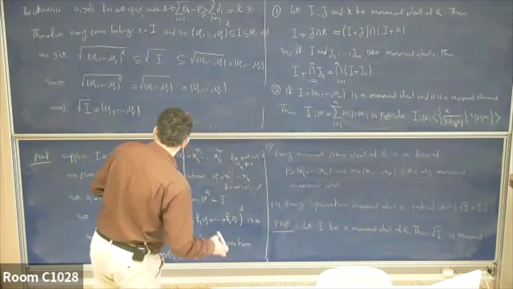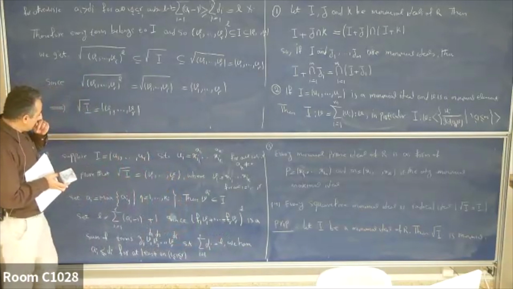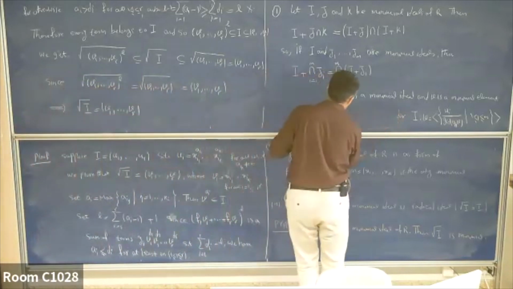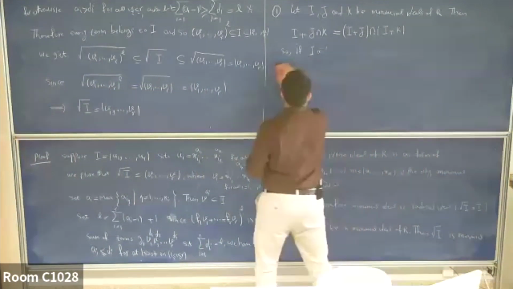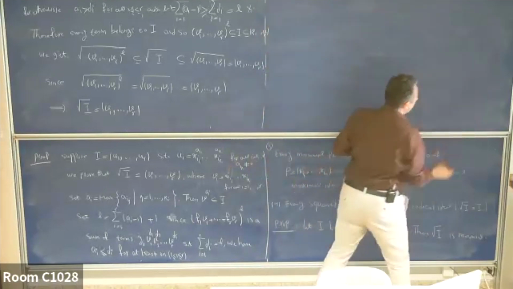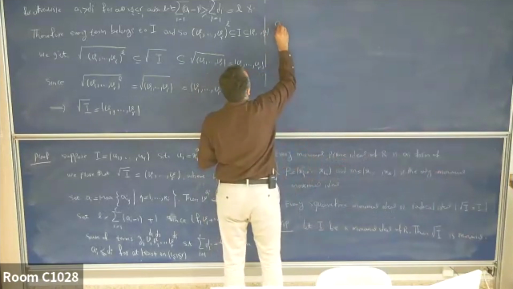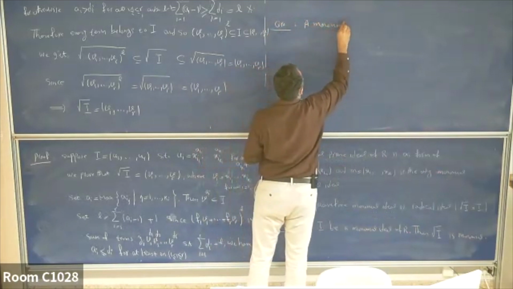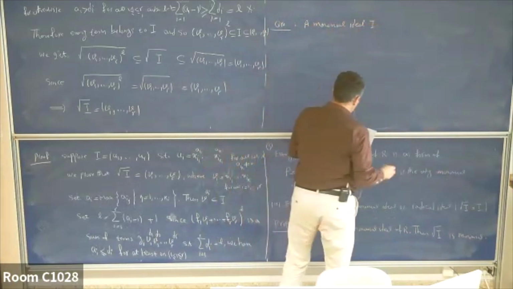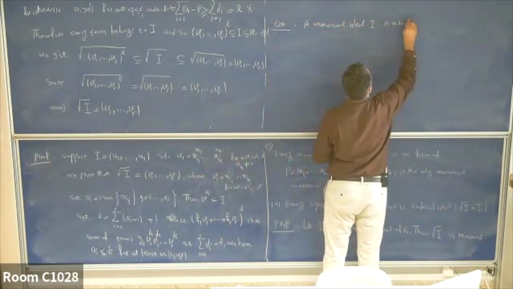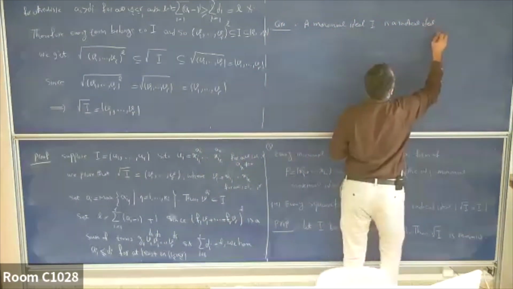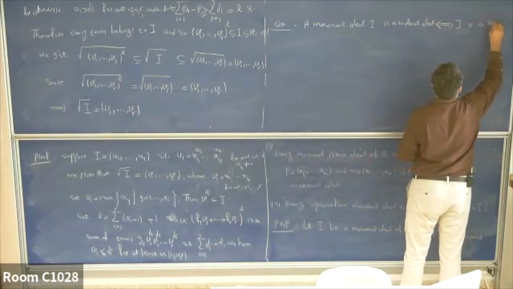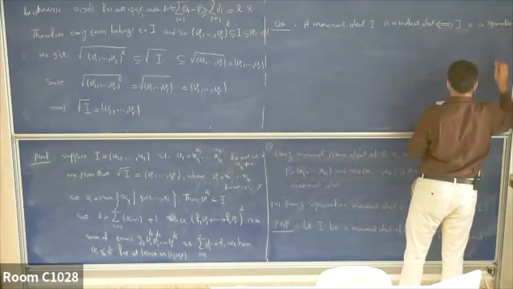So when we look at the proof of this proposition and the previous lemma, we conclude the following corollary. A monomial ideal I is a radical ideal if and only if I is a square free monomial ideal.